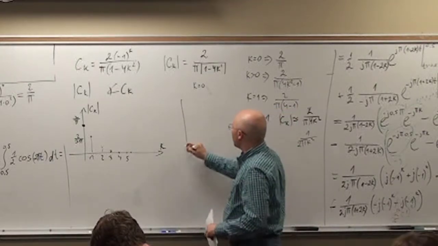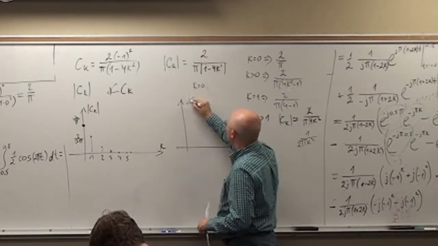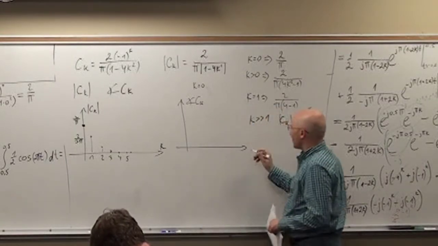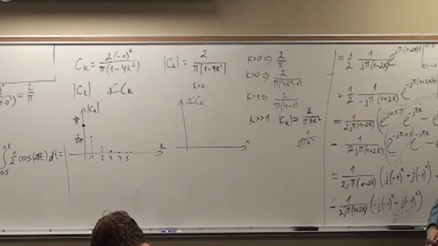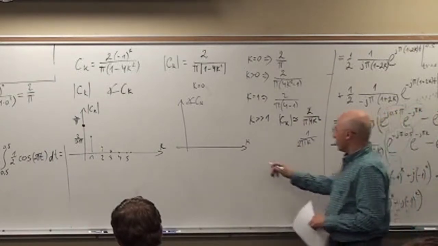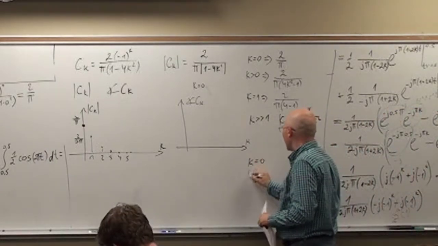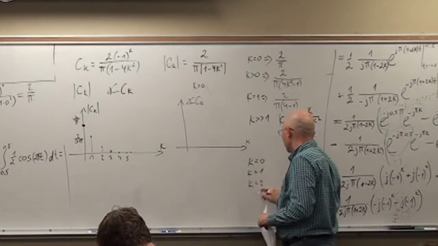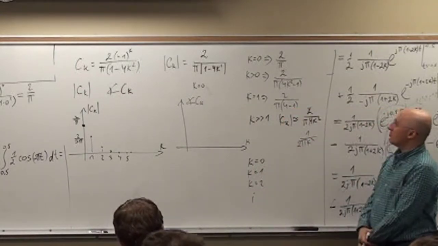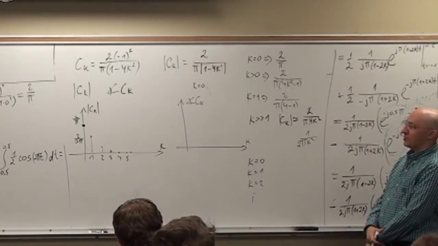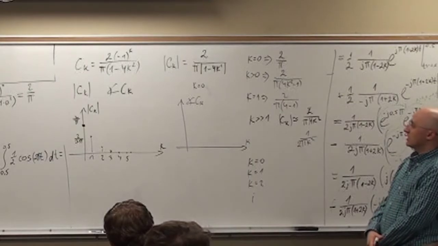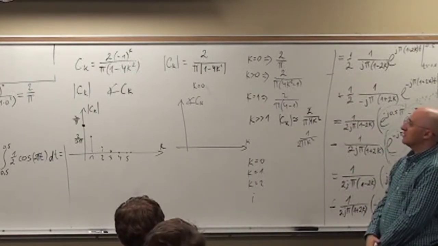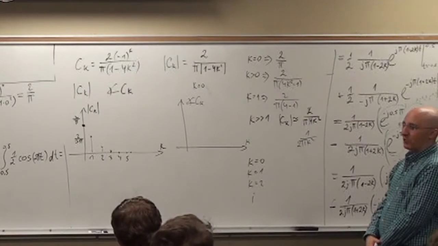How about the angle? The phase spectrum. How should it look like? Let's take a few examples: k equals 0, k equals 1, k equals 2, and so on. So k equals 0. What angle do we have? So it's something positive divided by something positive. What is the angle of that thing?